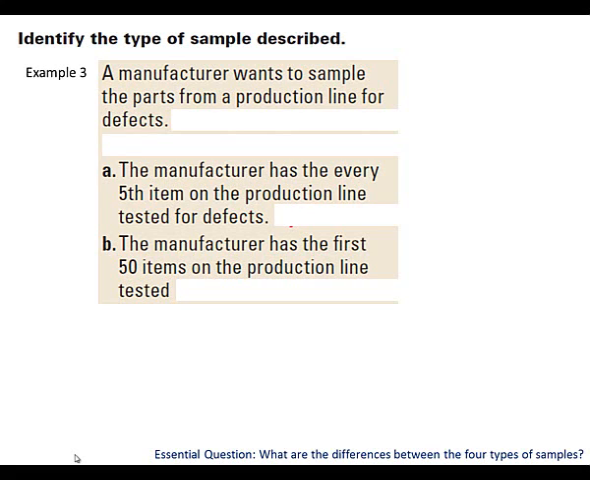Alright, so a manufacturer wants to sample the parts from a production line for defects. The manufacturer has every fifth item on the production line tested for defects. What's that? Systematic. Okay, and then the manufacturer has the first 50 items on the production line tested. What's that? Convenience. Because you just grabbed the first few.